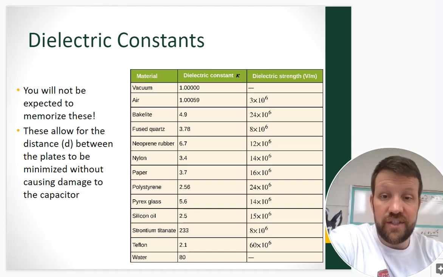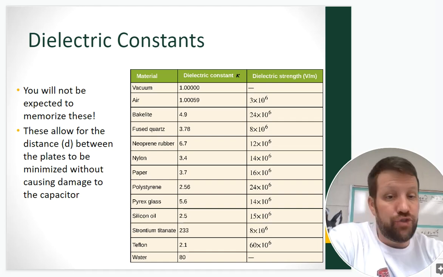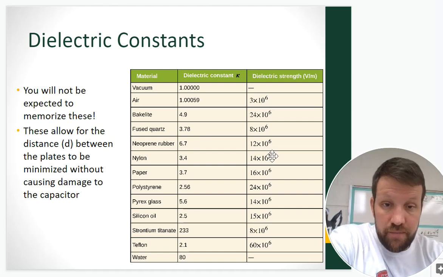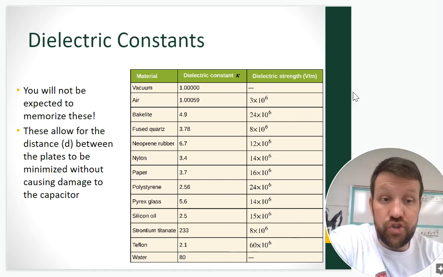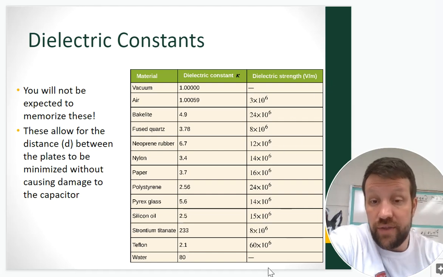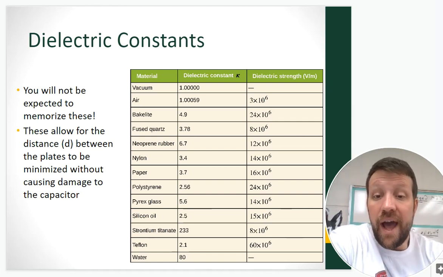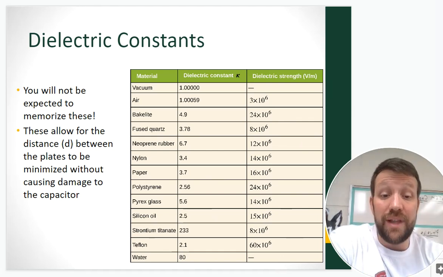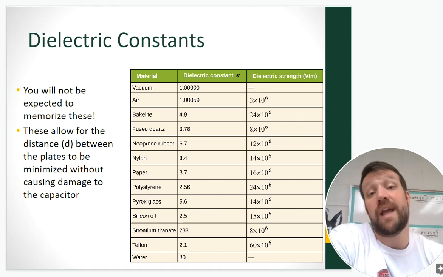So different dielectric constants based on different materials, right? Don't memorize any of these. But you see the constants there, that little odd capital K, and you have a strength in volts per meter associated with them. These allow for that distance between those plates to be minimized if utilized correctly without causing damage to the capacitor.